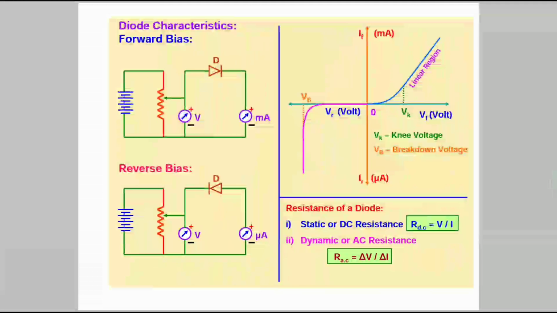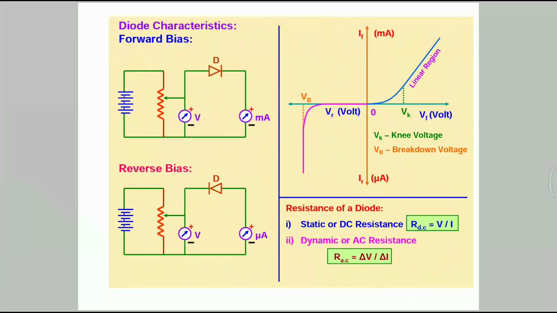Okay, in forward bias, what is forward? P type is connected to the positive terminal, N type is connected to the negative terminal. In this case, we can increase the voltage. So what happens is, the potential difference increases, the current also increases. So we can get the graph like this. We can get a linear region.